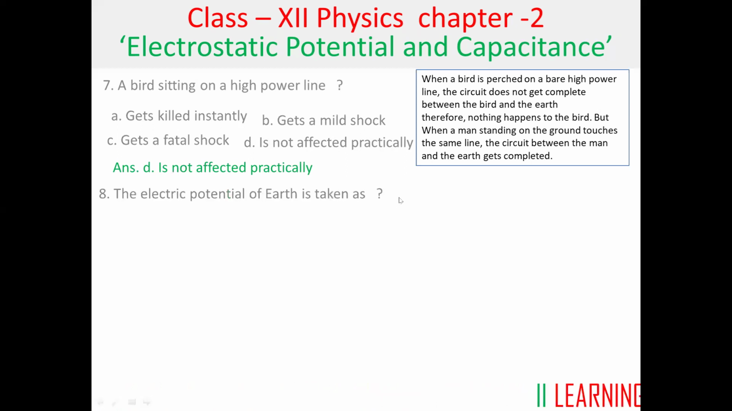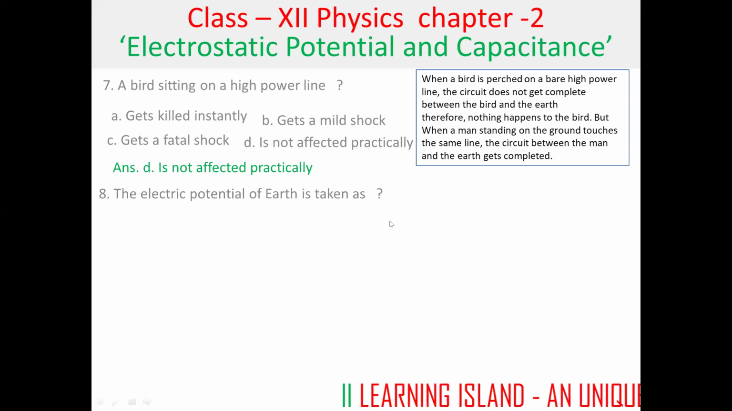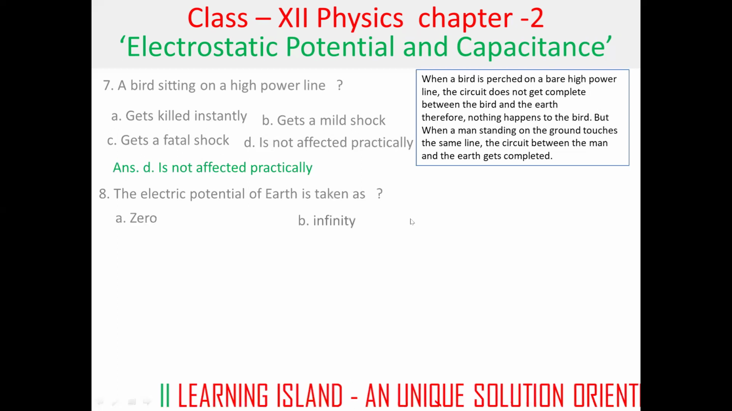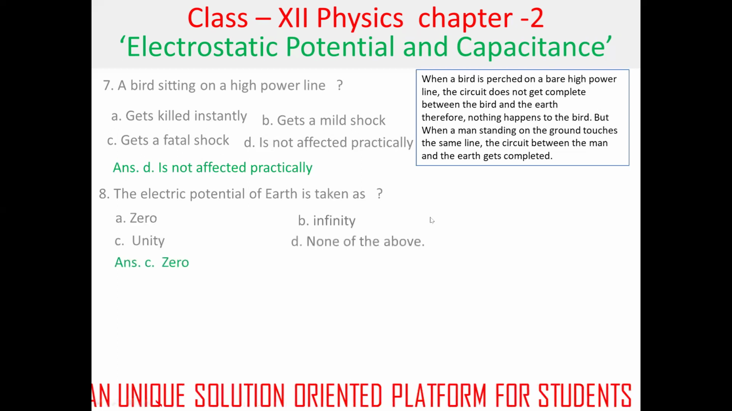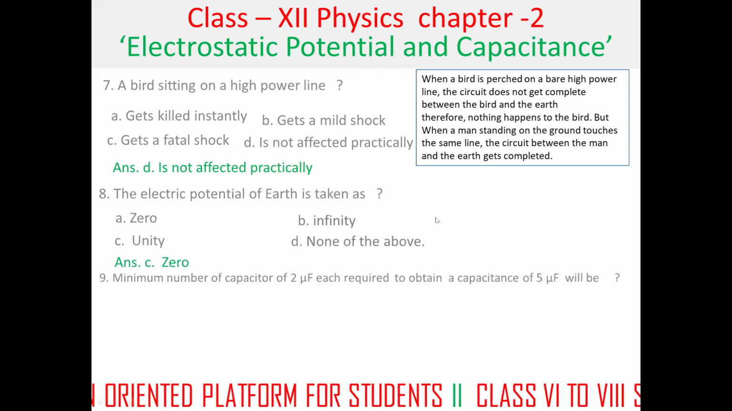The electric potential of earth is taken as, you know, it is 0. So no need to explain. Go to the next question.